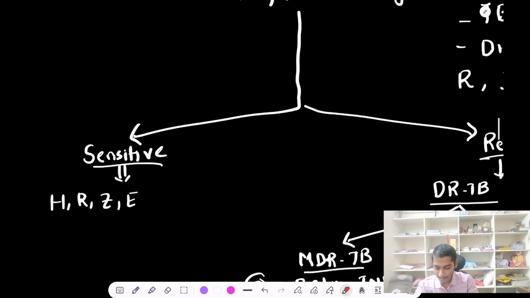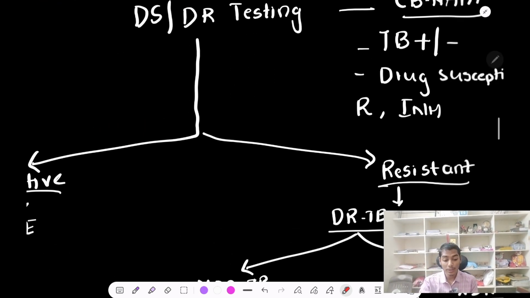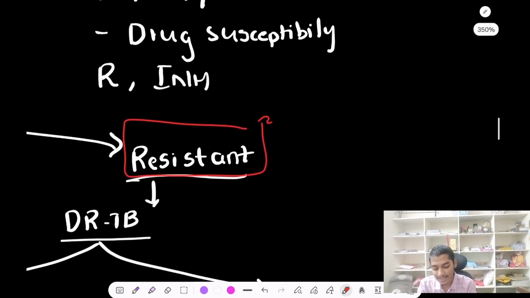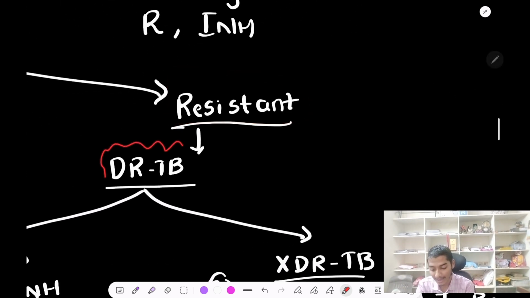So if it is susceptible or sensitive, then continue with the first line, no problem. If it is resistant, there comes the problem. If it is resistant, then it comes under drug resistant tuberculosis. So we have very detailed guidelines laid by the National Tuberculosis Elimination Program to treat this drug resistant TB. Let's discuss about it.